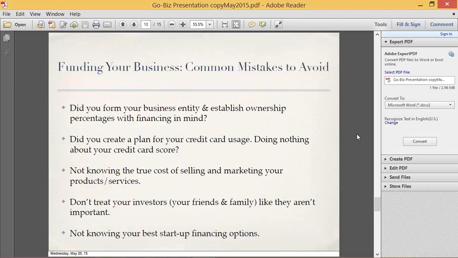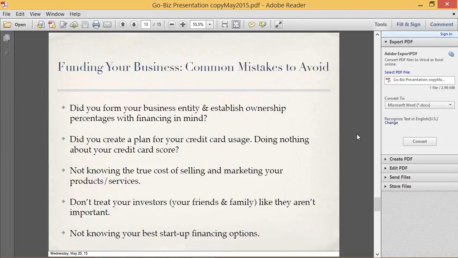And the other mistake is, don't treat your investors, which are often family and friends, as if they're not important. Your first line, your family and friends, and the people that come and invest in your business, keep them as professionals and as a business partner.